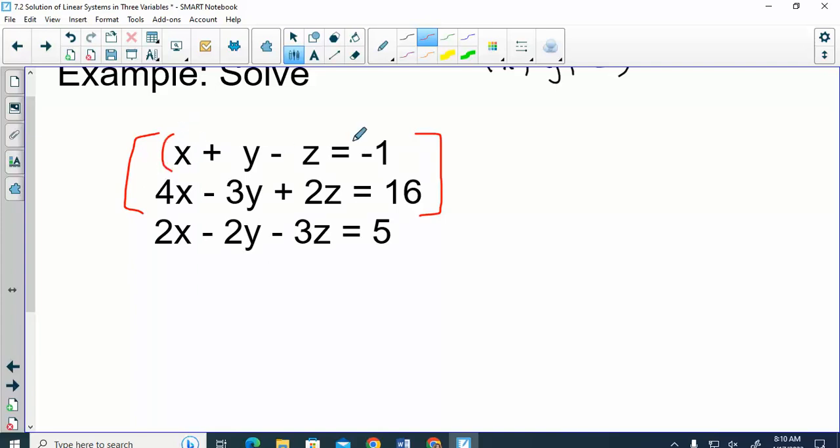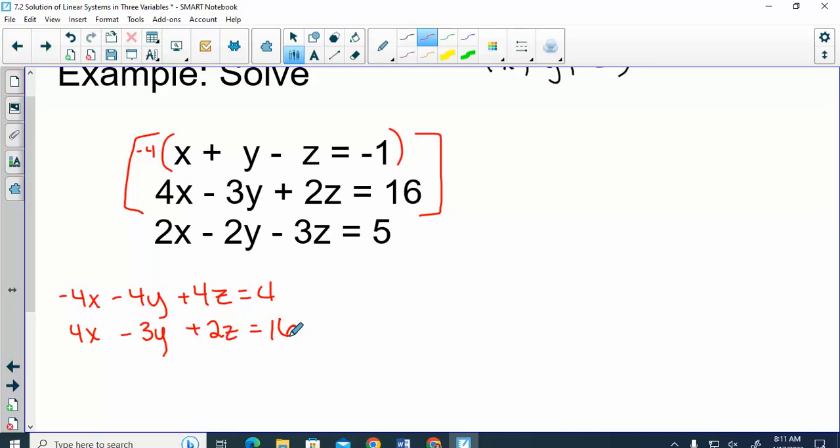Take the top equation times -4. If you're eliminating y, you take the top equation times 3. If you're eliminating z, you take the top equation times 2. I'm going to change the second equation. So when I add those together, I get -7y, 6z equals 20.